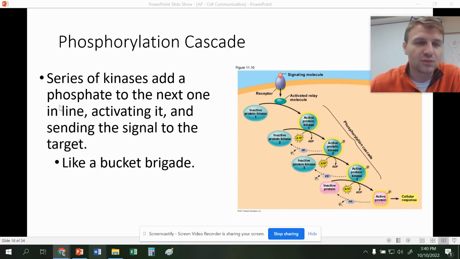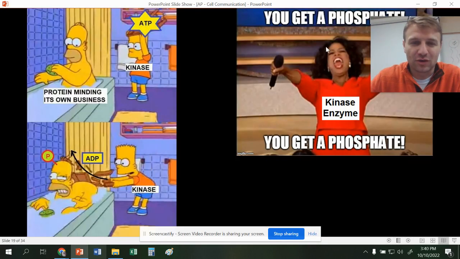Phosphorylation cascade. This is where you're going to have a series of kinases that are going to add a phosphate group onto another kinase, activating it. That activates another one. This is kind of like a bucket brigade. So you can see here, this kinase activates this kinase, activates this kinase, and then this activates some other protein that's going to create some cellular response. It's all, again, almost like a bucket brigade, but there's a reason why we have these phosphorylation cascades.